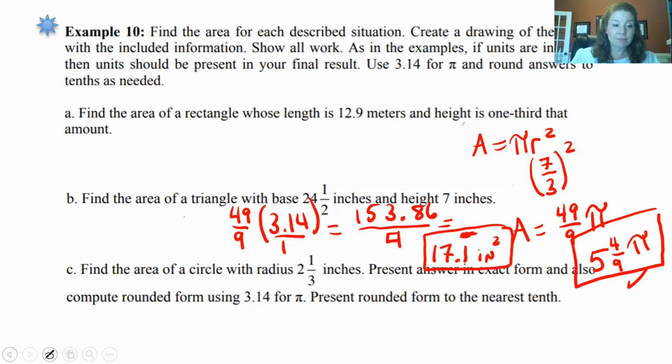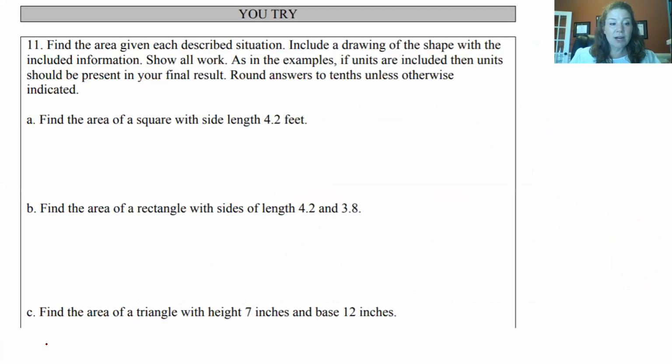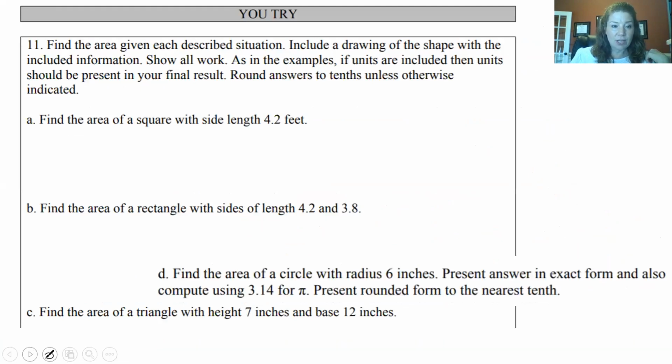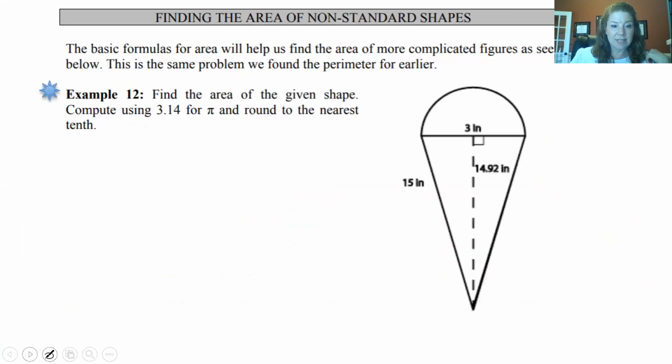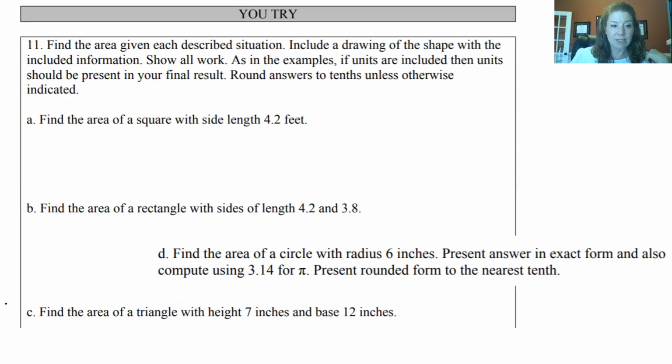All right, now you guys try. I think I have quite a few for you to try. Here's D. Let's see, go do A through D on this page, and then come back and check your answers with me. Okay, so go ahead and pause the video, try these on your own, and then come back and check your answers.